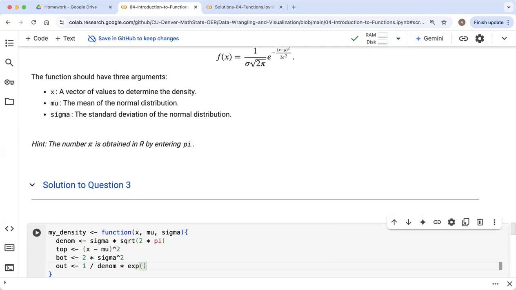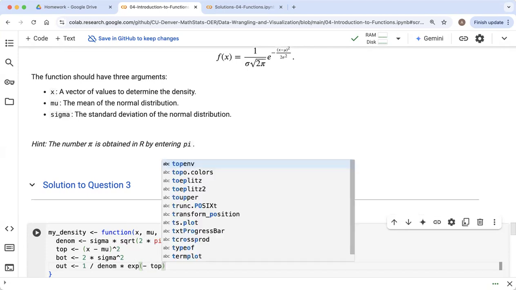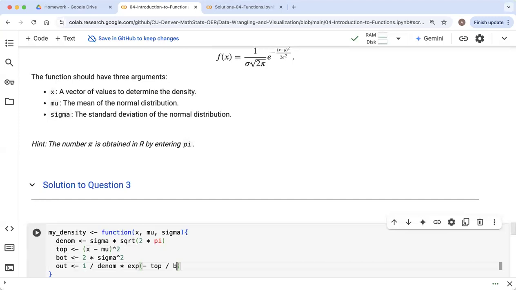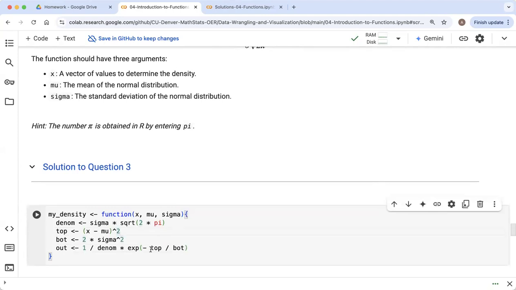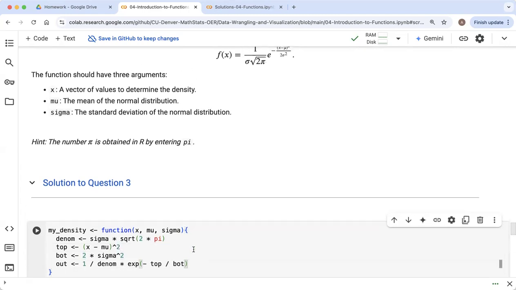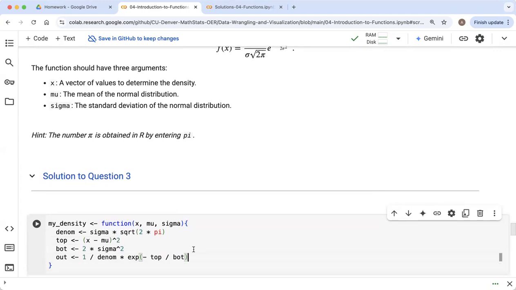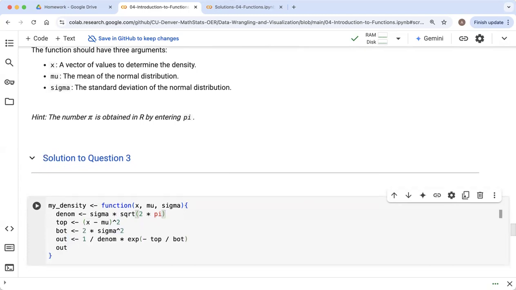Then I'm going to multiply that by, and remember, e raised to the power, in R we have this exponentiation function exp. Then I have minus top divided by bottom. And these spaces don't do anything. So it's going to read this as minus 1 times top divided by bottom. And that looks good. And then we want to see the output printed to the screen. And I think this defines my density function.